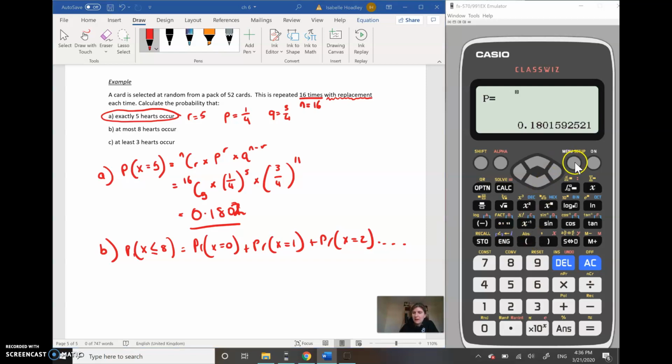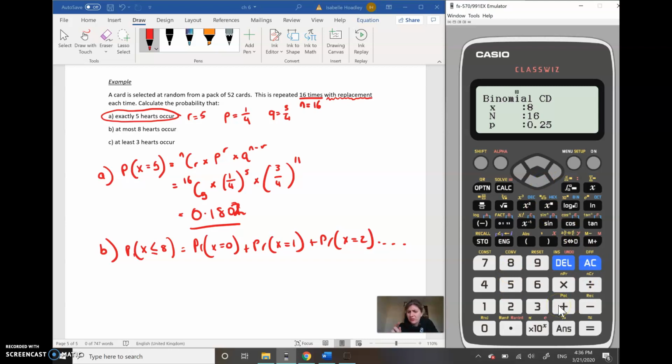So if we go back to that distribution menu, and now because we're looking at cumulative probabilities, the sum of those probabilities, we go down to binomial CD, that's number 1. Again, we're still using variable. Now we're looking at less than or equal to 8, so we can put 8 in there. The rest stays the same.